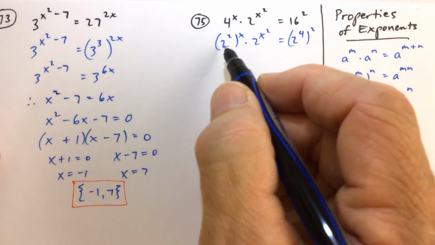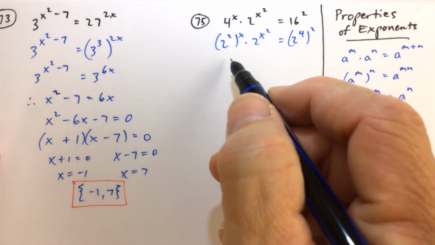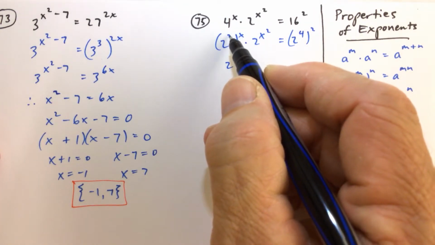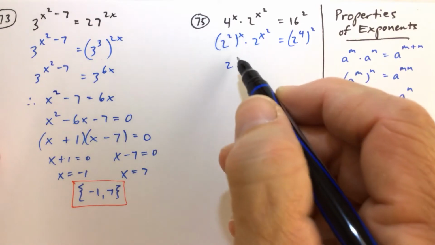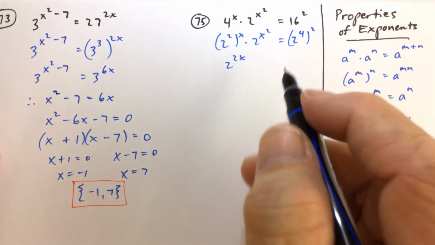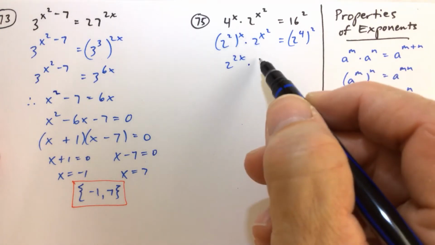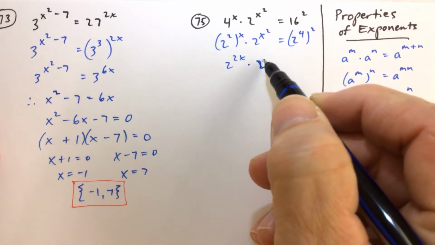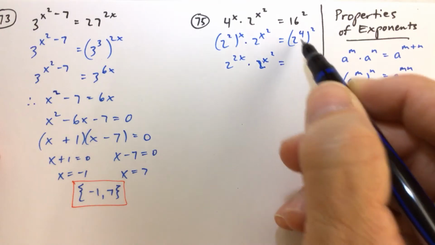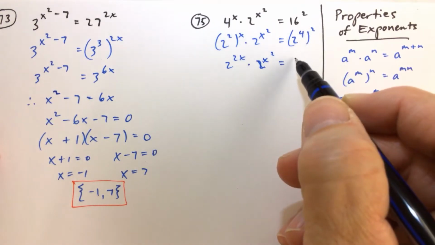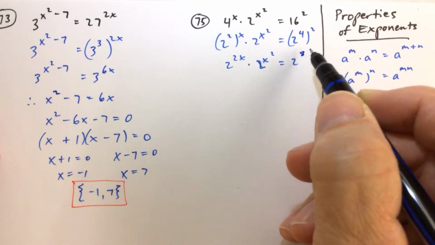And then we're going to use the properties again. Power to a power, we get 2 to the second power to the x, so we multiply the 2 times the x. And then we have 2 already to the x squared. And then we have 2 to the fourth to the second. So 4 times 2 is 8, and we have 2 to the 8th power over there.